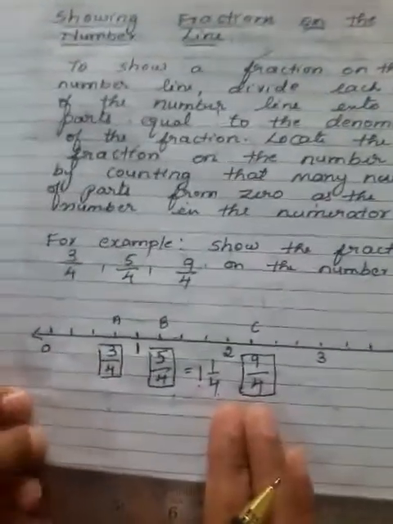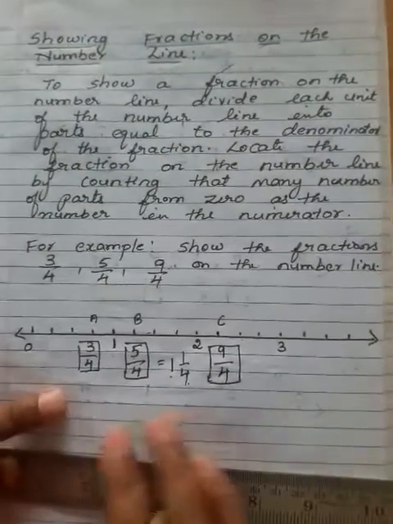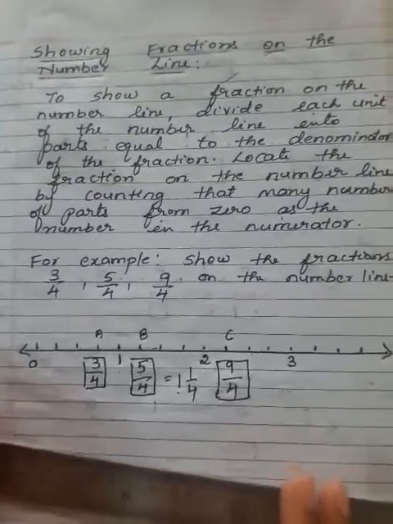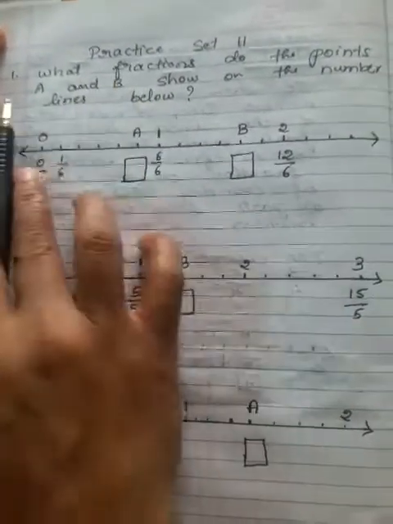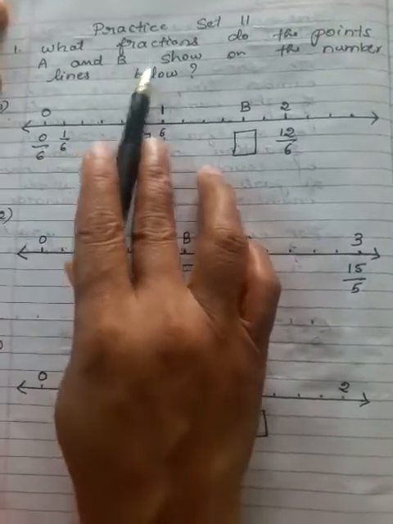So this way we can show fractions on the number line. Understood, students, how to show fractions on the number line? Now let's go to the practice set. Practice set 11, first question. What fractions do the points A and B show on the number lines below?